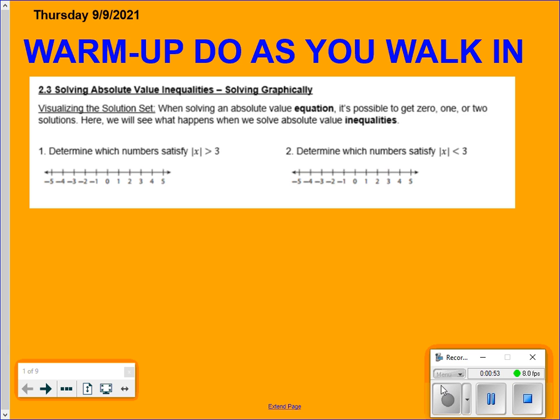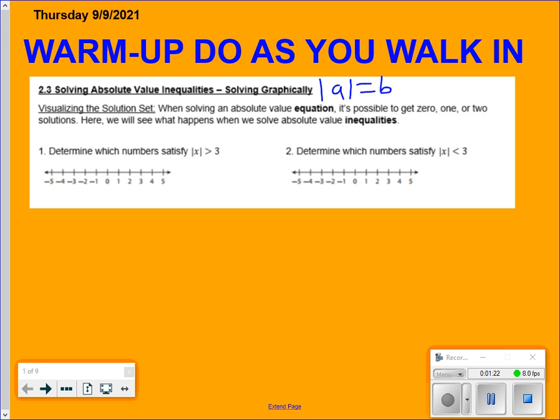So what this little excerpt is just telling us is that when we're solving absolute value equations, it's possible to get 0, 1, or 2 solutions. When we say equation, that means we have an absolute value equal to some number. So the absolute value of some A term is equal to some B, after the absolute value is isolated. And that was what we saw in 2.2.